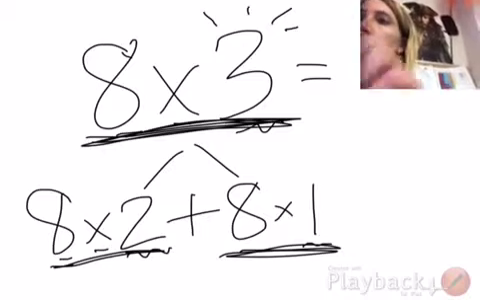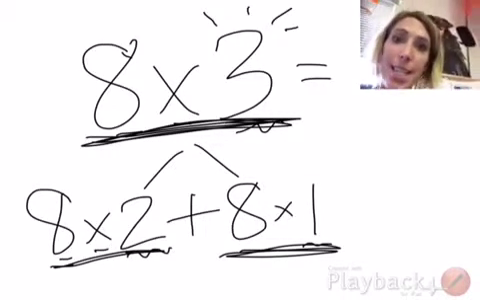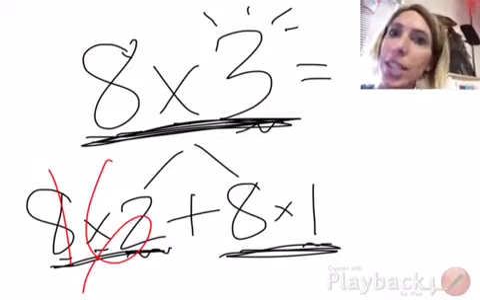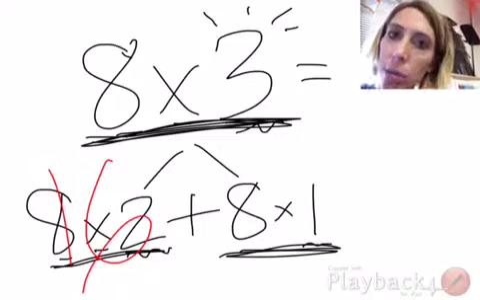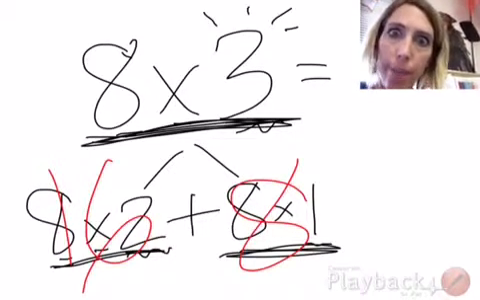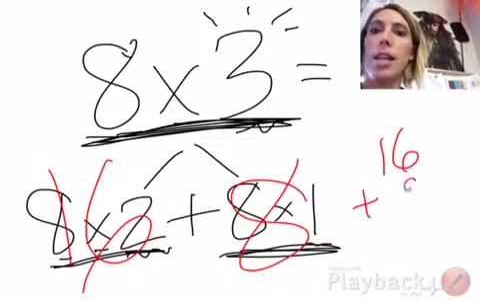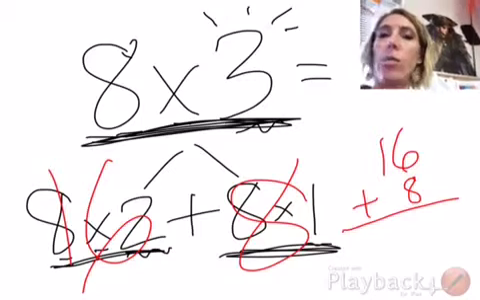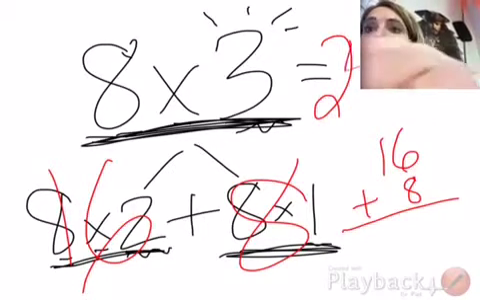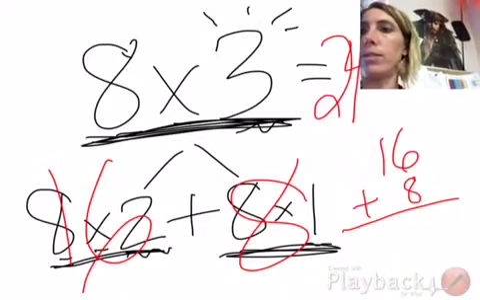So I have 8 times 2, which you know is 16, plus 8 times 1, which is an awesome problem because it's just an 8 times 1, which is 8. The identity property of multiplication. Okay, so now I have to add 16 plus the 8. And we are at 24.